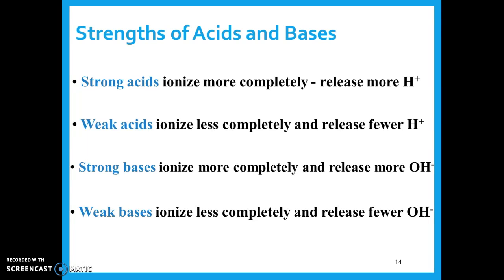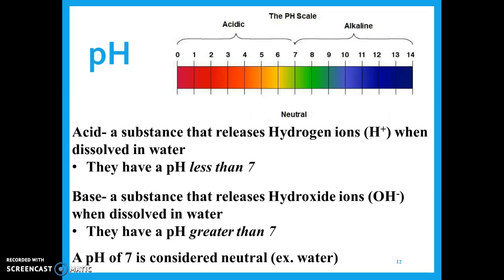Okay, so I'm going to jump back 2 slides. If something has a pH of 5, that's an acid, but it's a weak acid. So it's going to break down and release hydrogen, but it's not going to release as much as, for example, something that has a pH of 1 or 2. That's a stronger acid, so it's going to break down more completely and release more hydrogen ions.